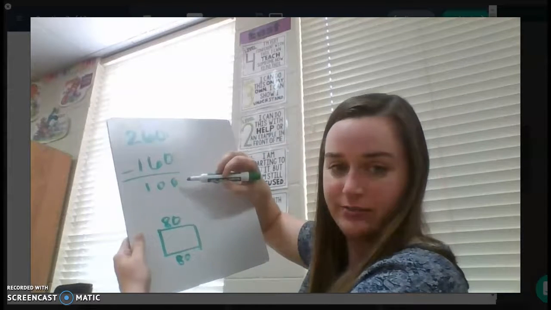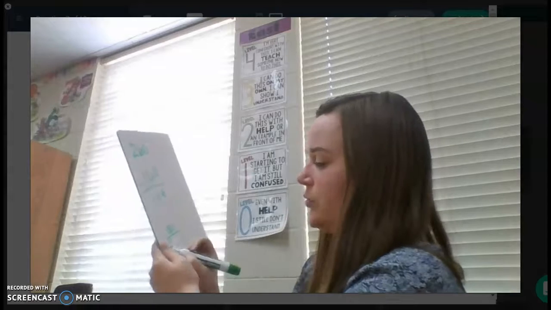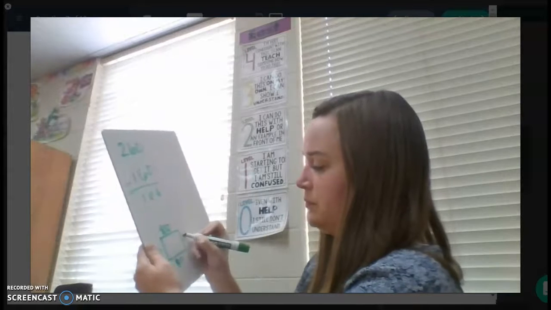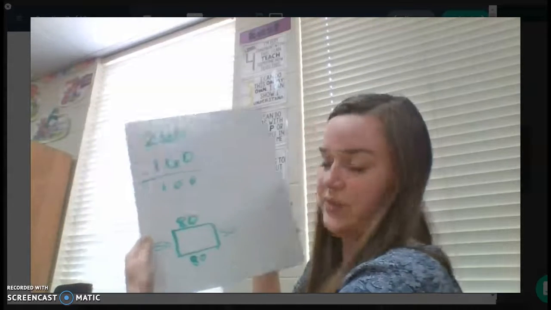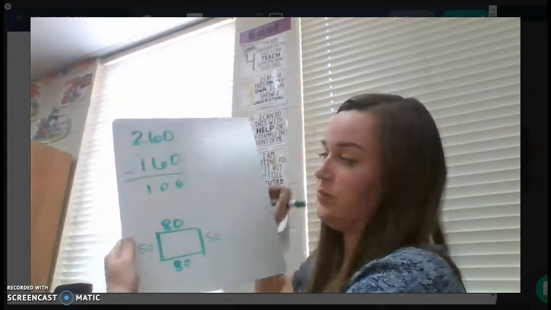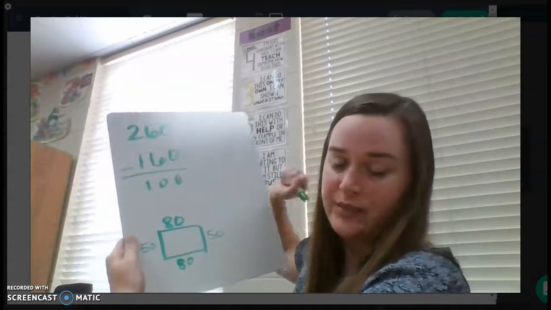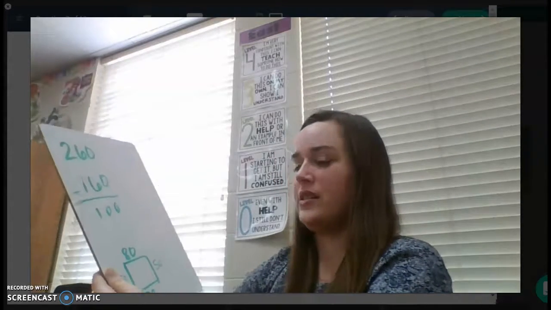So what is half of 100? 50. We know this side is 50, and this side is 50. So that's the first way you can do that. Here is the second way. I'm going to switch colors so you guys can tell that it's a different way.